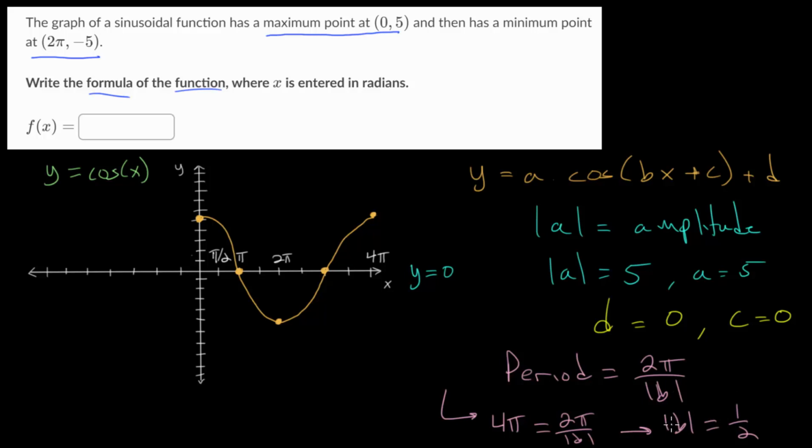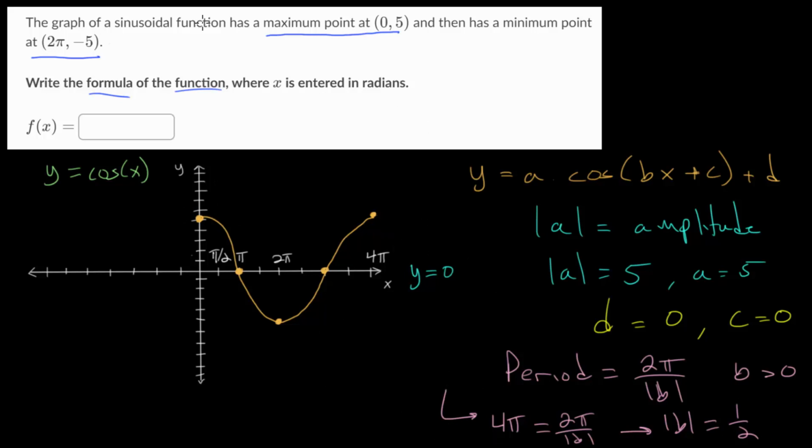And we can determine if b is positive or negative by looking to see if we have any type of reflection. But we already considered that. We don't have a reflection here. This generally follows the same shape as our parent function, though it is stretched both vertically and horizontally, but we don't have any type of reflection. So we can assume b is a positive number, so b is simply equal to 1/2.